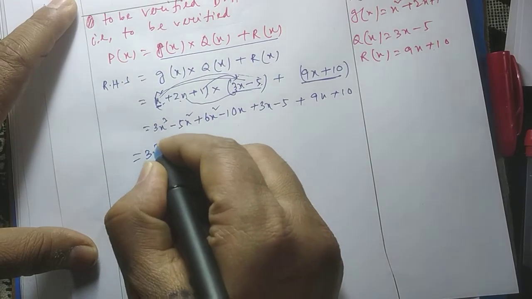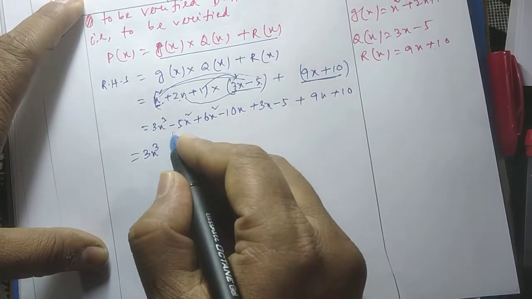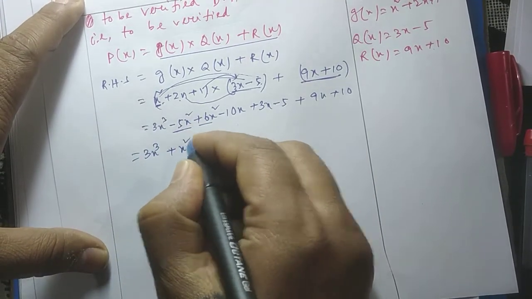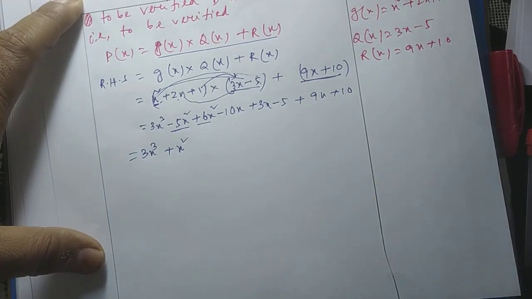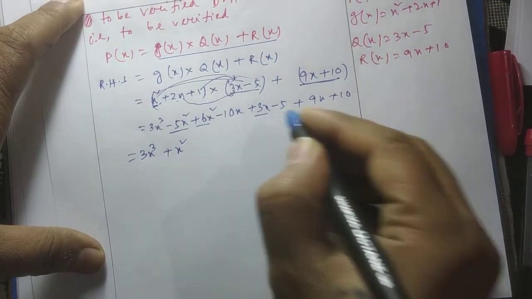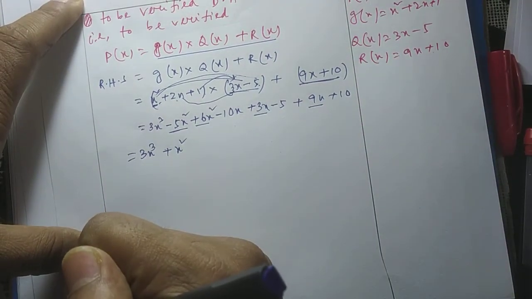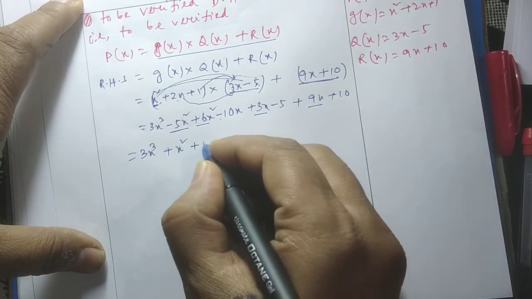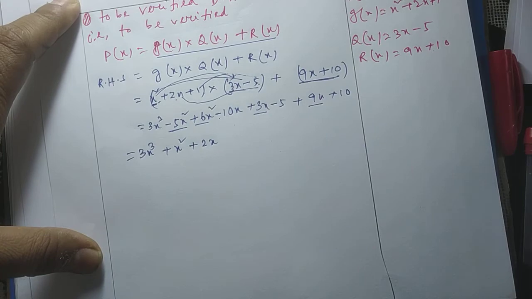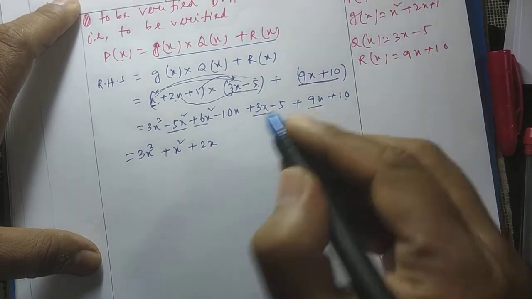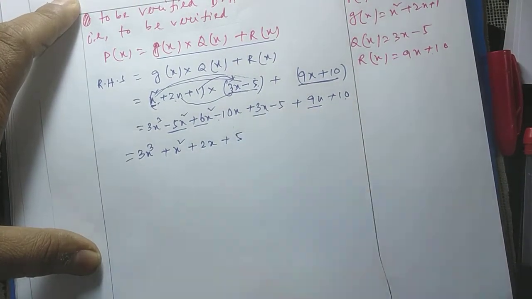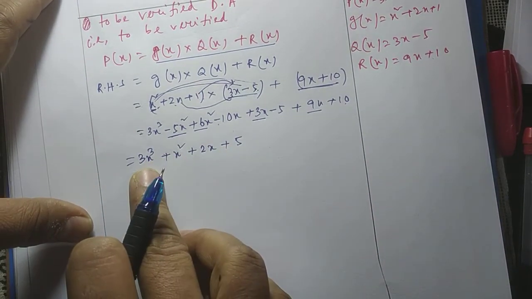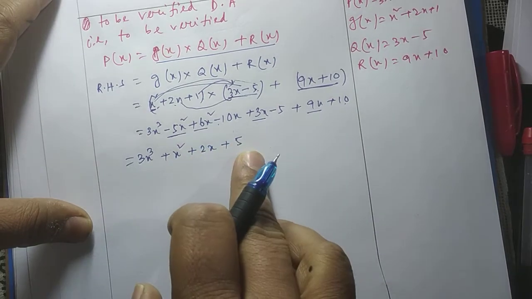It will be 3x cube as it is. Minus 5x square plus 6x square will be x square. Correct? Plus x square. Now 3x plus 9x will be 12x, minus 10x, ultimately it will be plus 2x. Correct? 10 minus 5 will be plus 5. So finally we got 3x cube plus x square plus 2x plus 5.